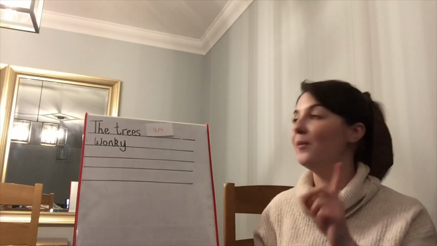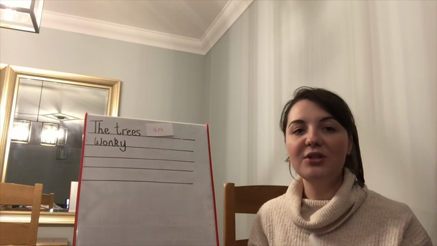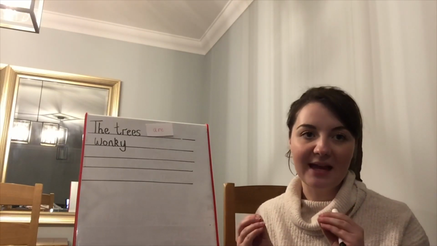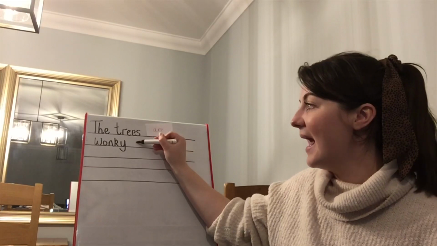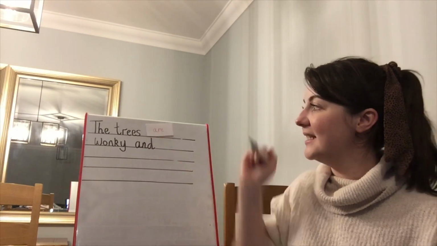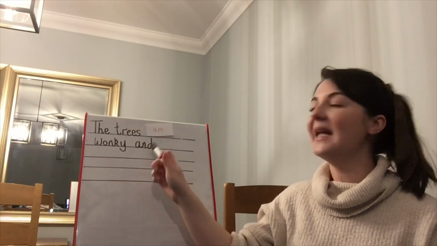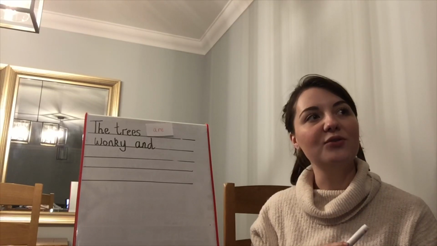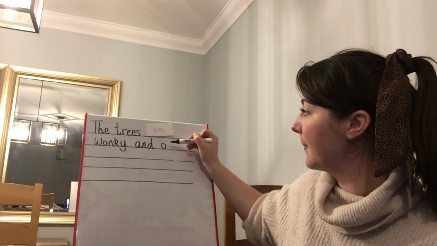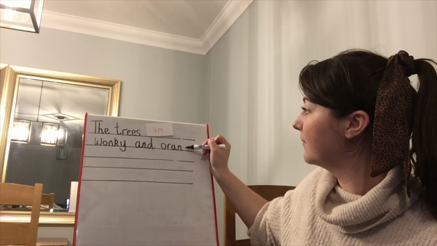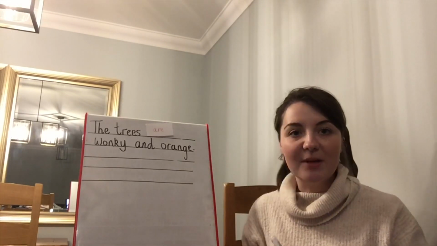Now, there's a word that I want you to put in your sentences today, and that word is and. I want you to use and today to join your adjectives together, okay, and make your sentence a little bit longer. So the trees are wonky and I need to think of another adjective to put in here. The trees are wonky and how else did I describe those trees? Orange. And I can't forget my full stop at the end of my sentence.